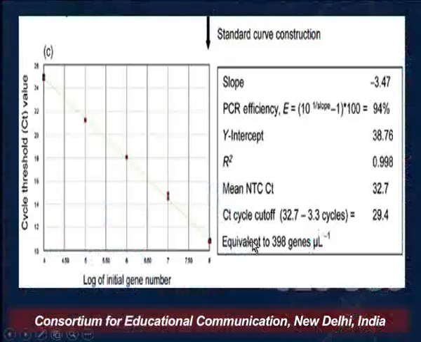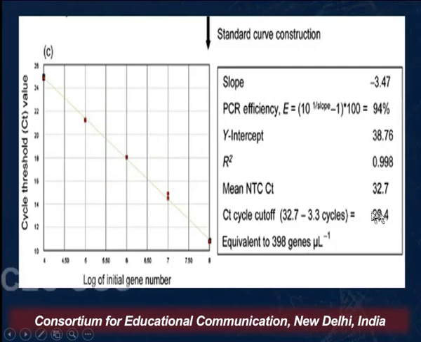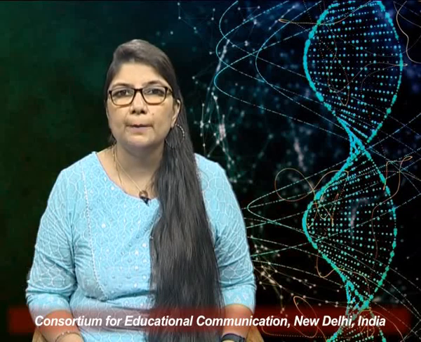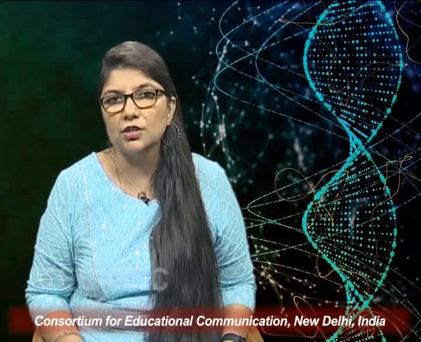For example, here it is shown that this many base pairs genes per liter is associated with the NTC value. The NTC value is also given, and then the CT cutoff is calculated by subtracting that NTC value. So these descriptors are very important to calculate the quantification of the unknown target template DNA. This is basically how the quantitative PCR or the real-time PCR is utilized, how the quantification happens.